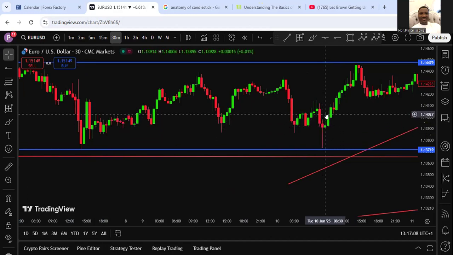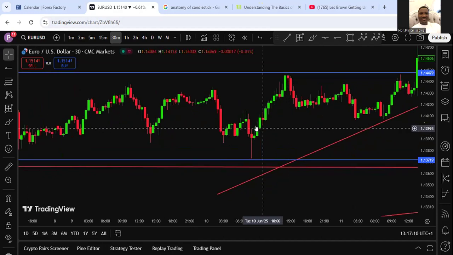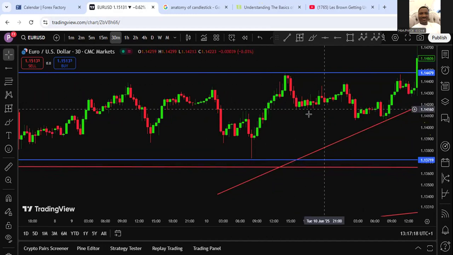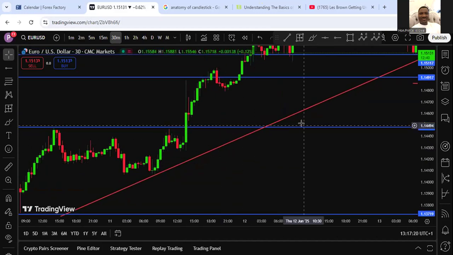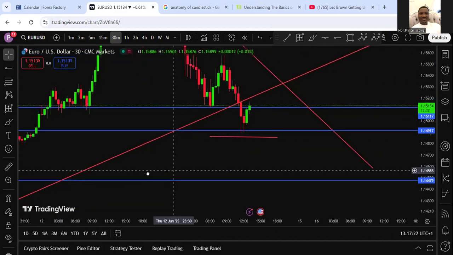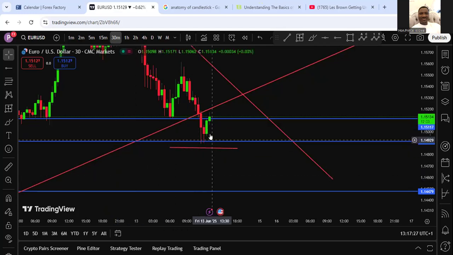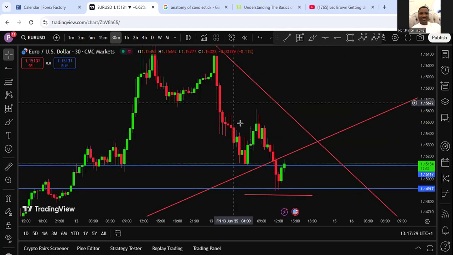After this hammer forms, you see how the market rallied up. So if you place your trade after the close of this particular 30 minutes time frame, you put a stop loss below the hammer. Take your profit in the next zone. See how the market has rallied. But trade in the direction of the market. Let's say the market is in a downtrend.